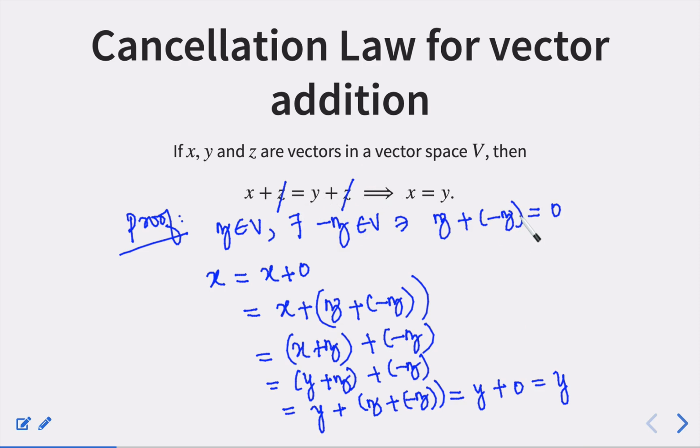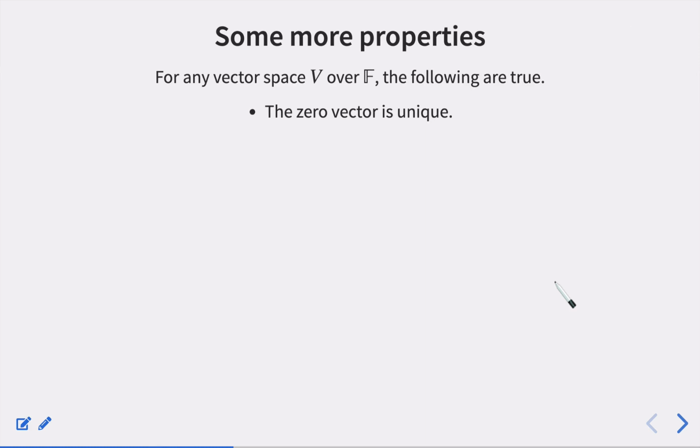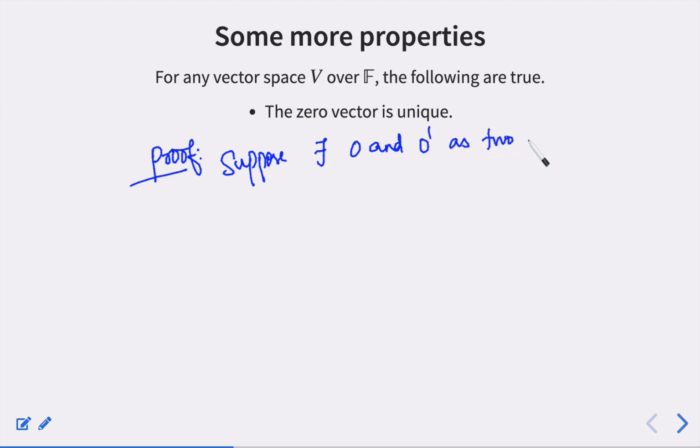Okay. Followed by this property, we can prove some of the other well-known properties as well. One of them is here. The zero vector in the vector space is unique. How do I prove that? Proof. Suppose there exist two zero vectors, say, for example, 0 and 0 prime as two zero vectors.